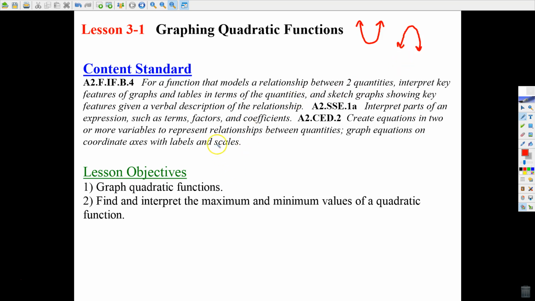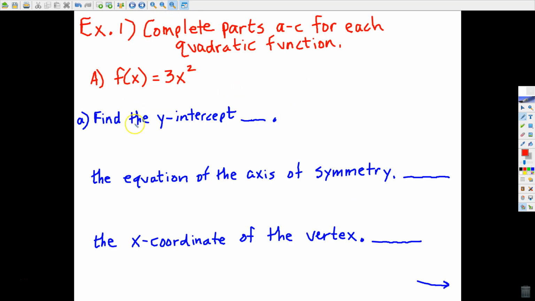So we're going to be looking at a particular form of a quadratic function called standard form. And we're going to learn how to come up with key features and eventually come up with the graph of that quadratic function in standard form. And then the second part of the lesson will be to find and interpret the maximum and minimum values of a quadratic function. All right, so let's just jump right in.